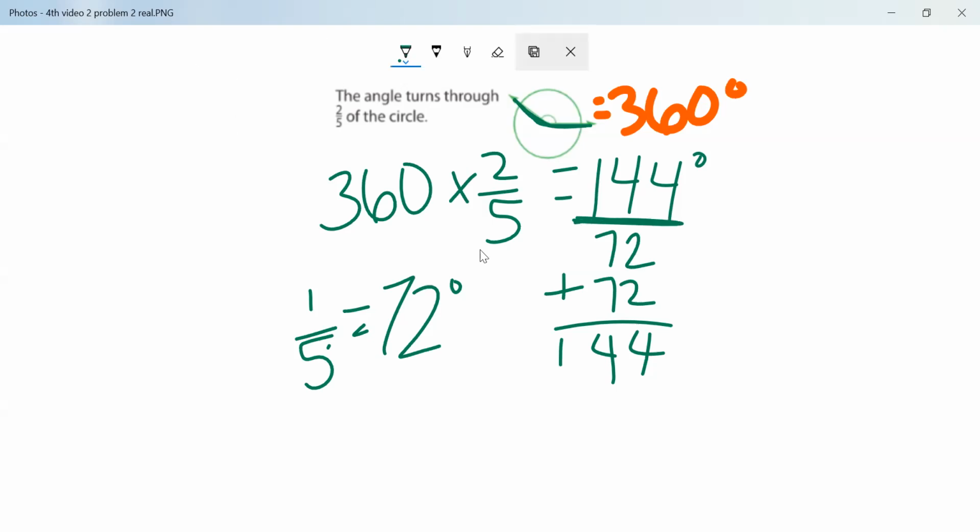Okay, so again, your denominator is really important, but of course, if you have something other than 1 as your numerator, you might have to do some addition or multiplication to find the total angle.